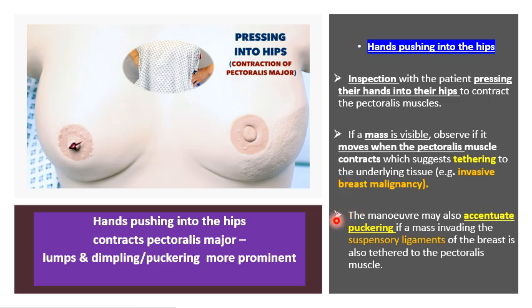This maneuver may also accentuate puckering if a mass is invading the suspensory ligaments of the breast. If the suspensory ligament of the breast is also tethered, then the contraction of the pec major will accentuate the puckering. This picture shows the patient pressing into the hips. The hands pushing into the hips contracts the pec major, so lumps and dimpling and puckering become more prominent.